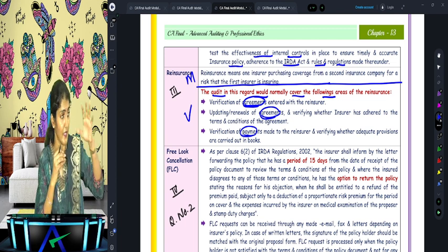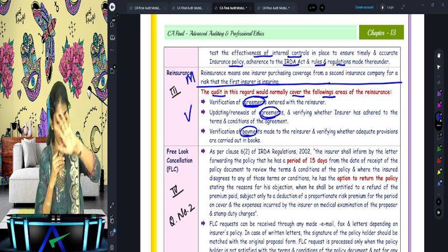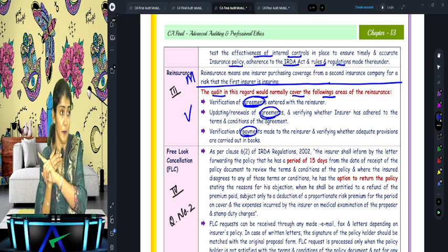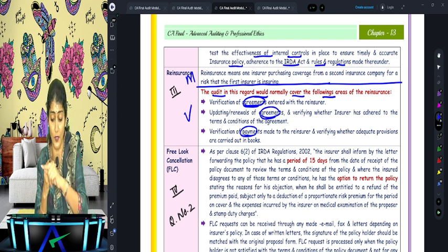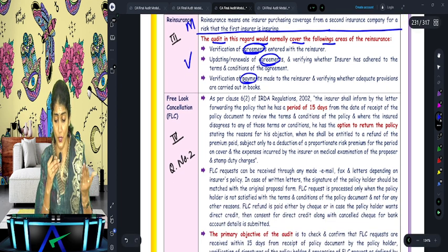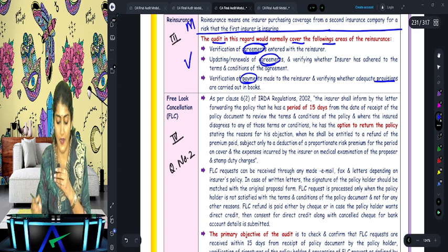Are you understanding that? What is the meaning of reinsurance? And then the V. What is the V over there? Verification of the agreements entered into. Then any updations or renewals of the agreement, and the verification of the payments made to the reinsurer, and whether adequate provisions are carried out in the books.